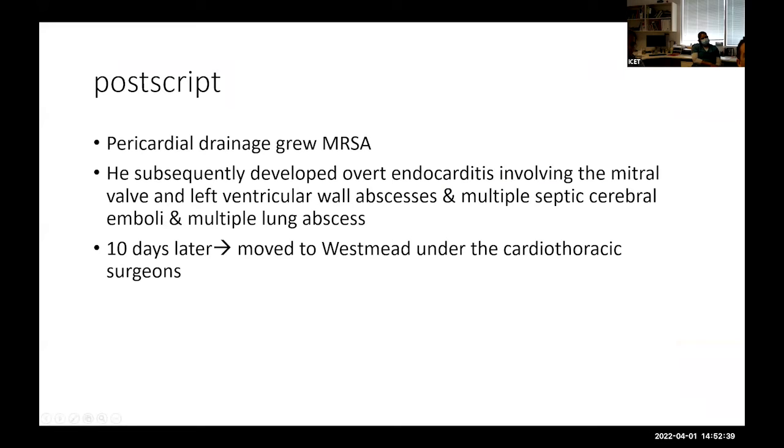There's a postscript. Pericardial MRSA, and then mitral valve and LV wall abscesses, multiple septic cerebral emboli, and multiple lung abscesses. Ten days later, you gave him to someone else. Ideal management.